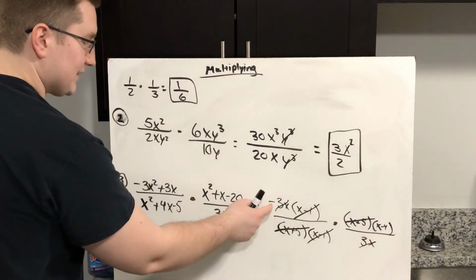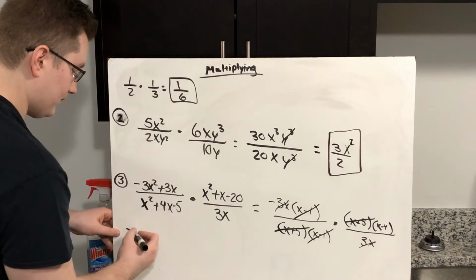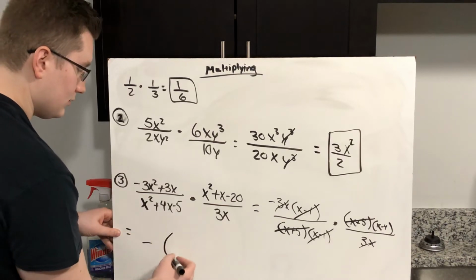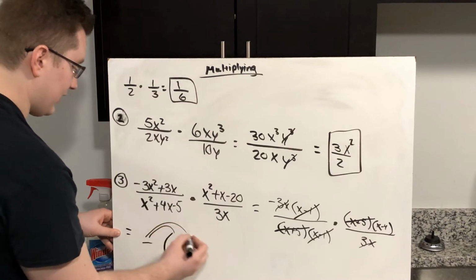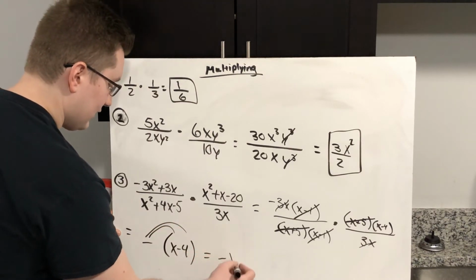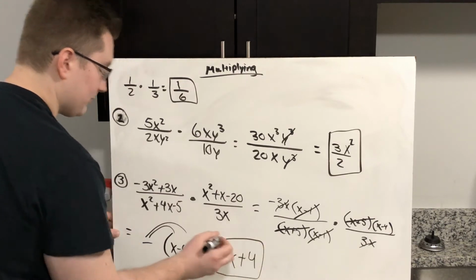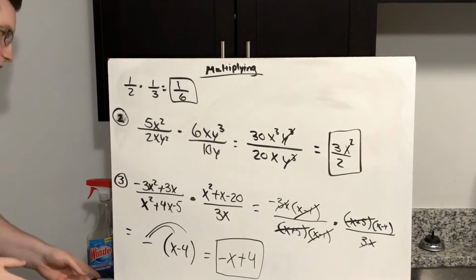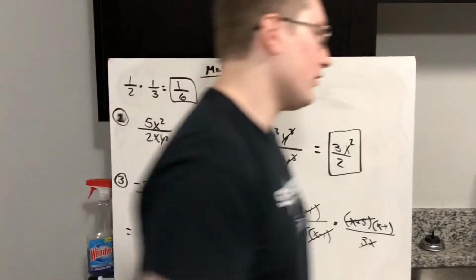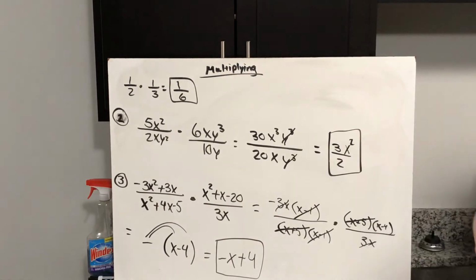I still have this negative out in front. So I have negative x minus 4. And I'll distribute that out. And I get negative x plus 4 is the most simplified I can get with that. And that's really all there is for multiplying rational expressions. So now we're going to move on to dividing.